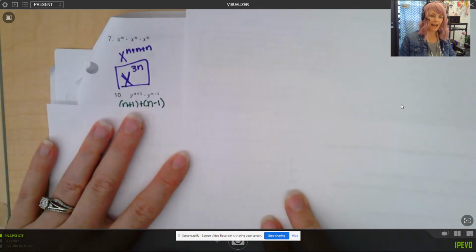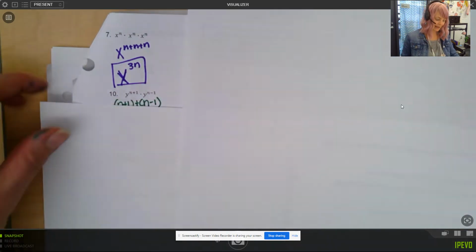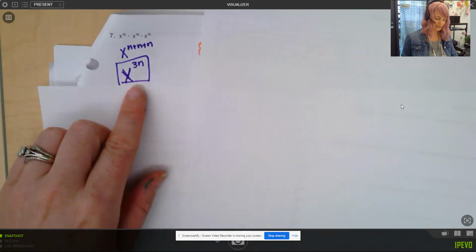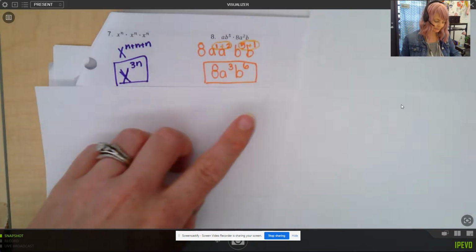Number 7, x to the n times x to the n times x to the n. Since all the bases are the same, we have x to the n, which is x to the 3n. Remember, n plus n plus n is 3n.